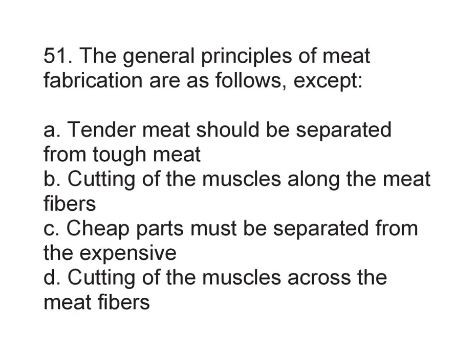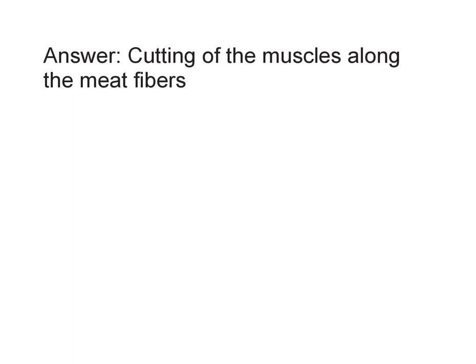Number 51. The general principles of meat fabrication are as follows, except A. Tender meat should be separated from tough meat, B. Cutting of the muscles along the meat fibers, C. Cheap parts must be separated from the expensive, D. Cutting of the muscles across the meat fibers. The answer is cutting of the muscles along the meat fibers.